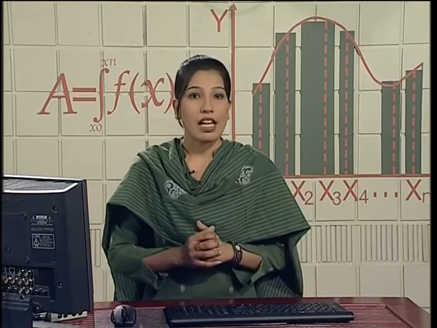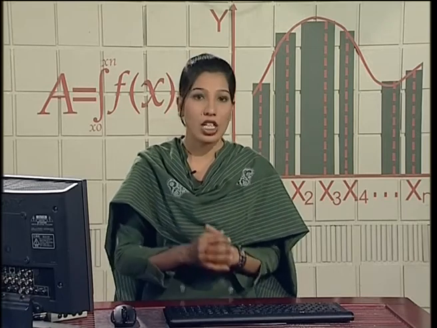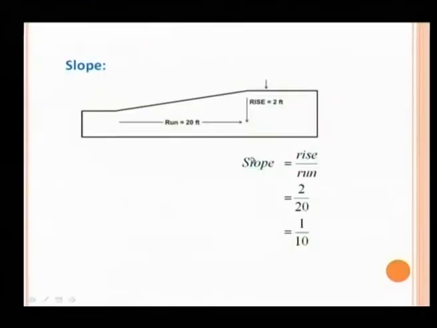First of all, we will define slope of a hill. And slope of a hill is defined to be the ratio of its rise to its run. You can see a figure to explain the slope on the screen. As I told you, slope is the ratio of rise and run.